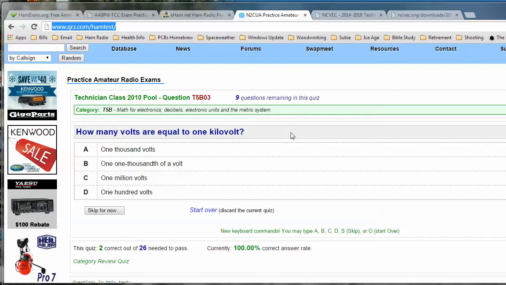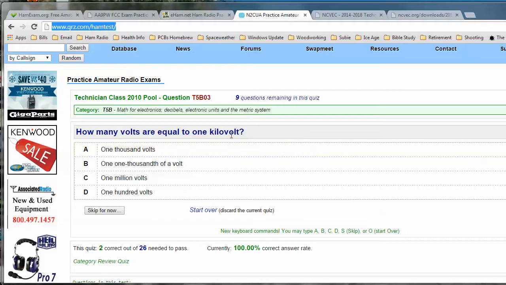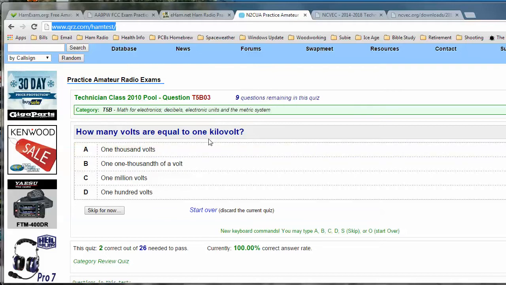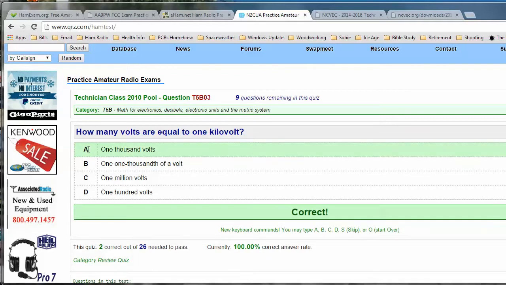So this question, how many volts are equal to 1 kilovolt? Well, in this case, kilo meaning 1,000, and of course volts are volts. So 1,000 volts would be that answer.